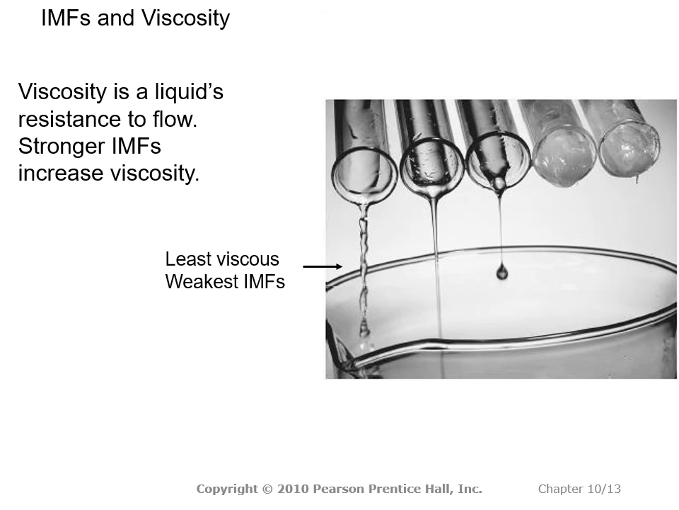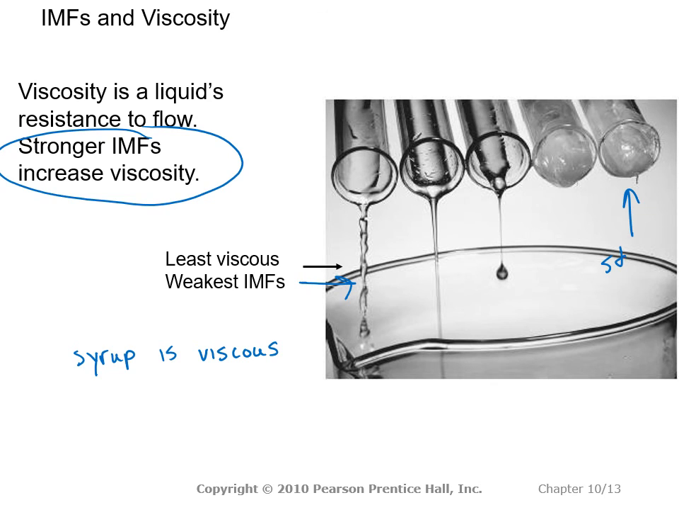Viscosity is a liquid's resistance to flow. So what I want you to think is syrup. When you put syrup on your pancakes, syrup is viscous. And you may have noticed it gets less viscous as you heat it. The stronger the IMFs you have, the more viscous the liquid is. So here you see very weak IMFs, and this has very strong IMFs.